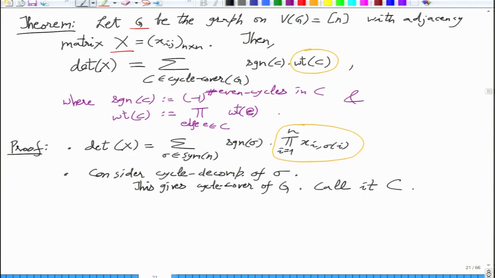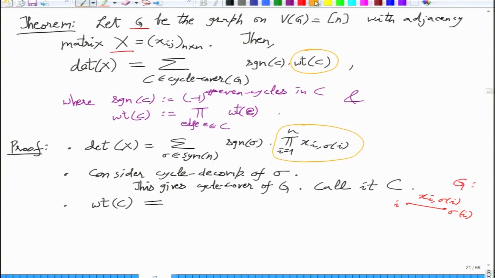2, 3 and 4, 5. And 1 is the self loop. So you get these 3 cycles. So similarly, any C would give you a bunch of disjoint simple cycles in the graph G. And now you will look at the weight of that. So what is the weight of this C? The weight on the edge from i to sigma(i) is x_{i,sigma(i)}, right? This is what is happening inside the graph.